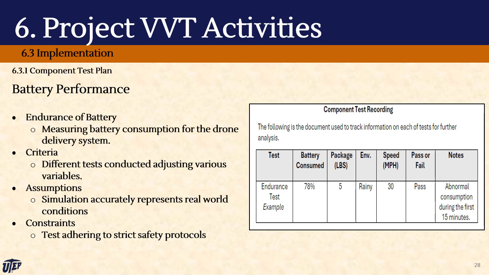Assumptions. While conducting the simulation and the test, there is an assumption that the software accurately represents real-world conditions. There will be a high confidence in the data output when doing further analysis when determining how much energy is required. Constraints. Safety is a top priority when conducting these tests and also when the drone is operating in the real world. The test will adhere to all safety protocols and regulations. The chart on the right illustrates how the information will be documented and saved.